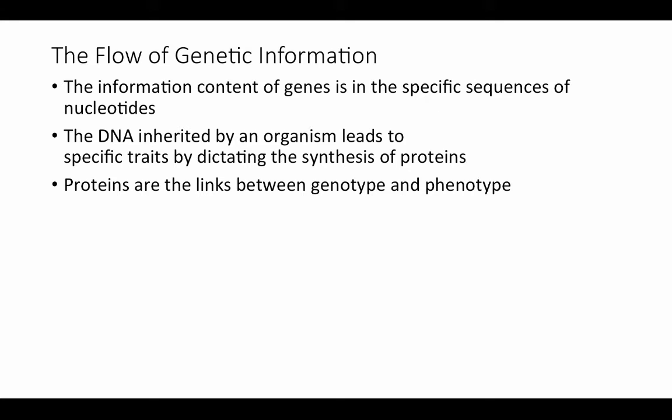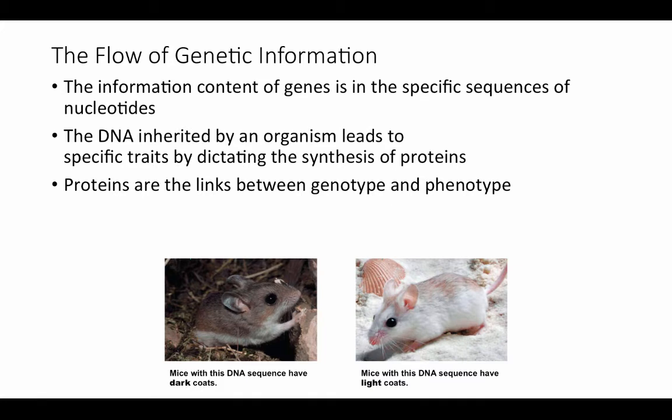Proteins build phenotypes. So for example, a very small difference in the DNA sequence for a single protein makes the difference between these populations of old-field mice that are brown, that live in forests, and these lighter colored members of the same species of old-field mice that live on beaches and have lighter coats.